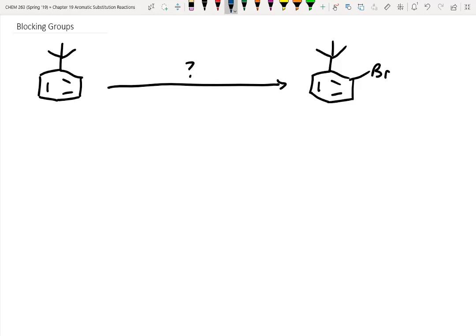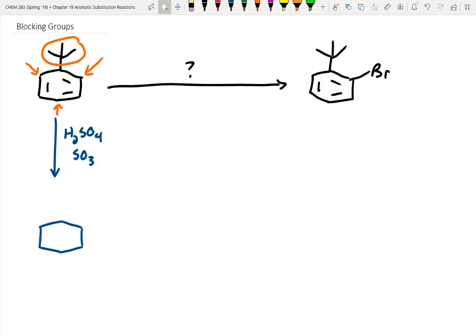Okay. So what we could do is we could treat this with fuming sulfuric acid. If you remember, that's sulfuric acid with SO3 added, the sulfur trioxide. We know that this group right here is going to favor ortho and para. However, we know sterically those ortho positions are a lot less accessible than para. So our major product for this one will be para substitution.